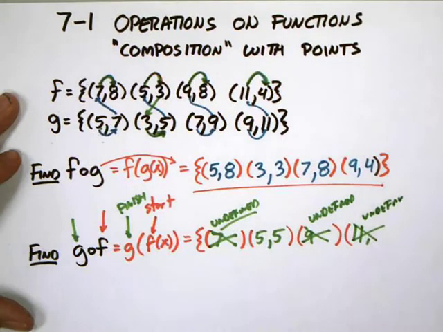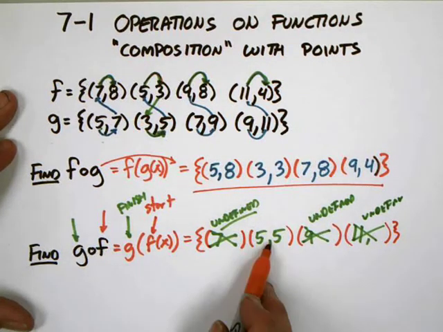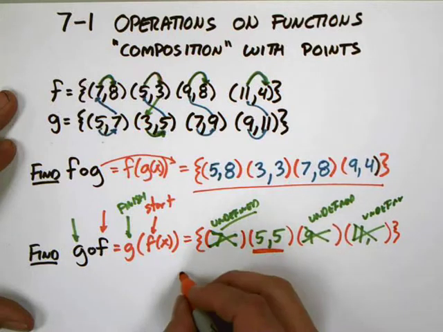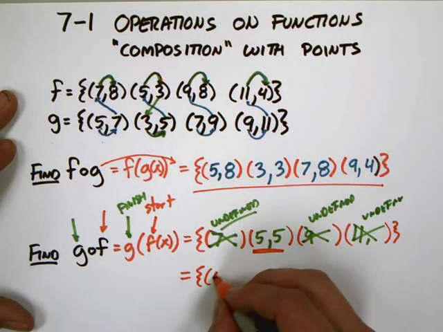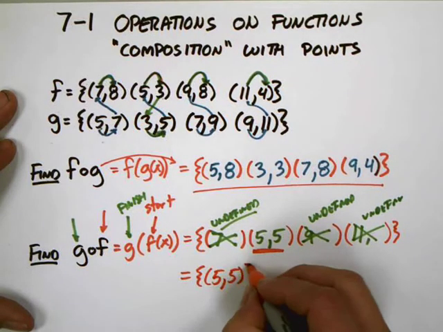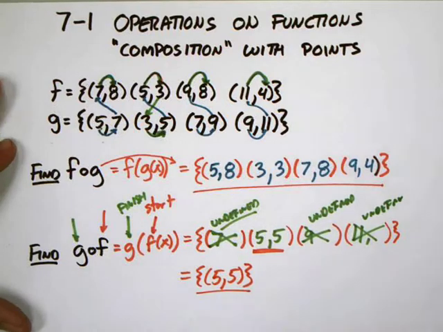So it looks like the only point that I'm allowed to do g of f for is this guy right here. Therefore, my answer is that this is just the point (5, 5). And that's it.